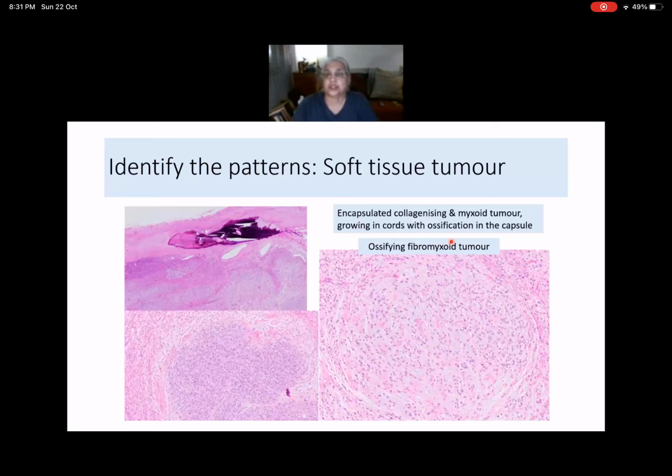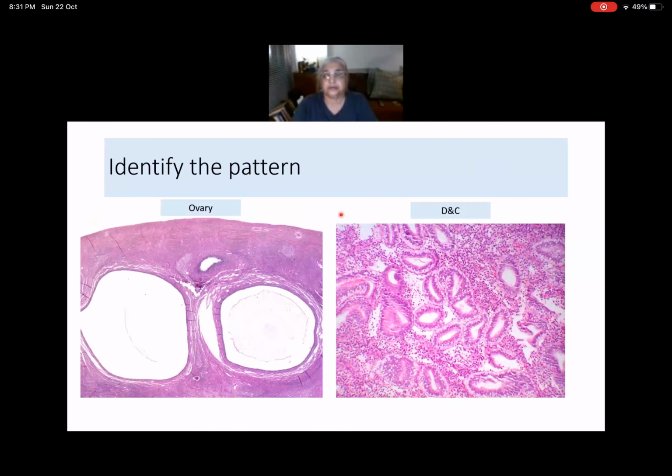So how will you describe it? Encapsulated. There's also collagenization and myxoid tumor growing in cords with ossification of its capsule. And this just happens to be the description of an ossifying fibromyxoid tumor. See, the whole thing is there in its description. Fibromyxoid, it's often encapsulated, or it seems to have a capsule, and it's ossifying. I tell you that if you do your observations well, you can even come to the diagnosis.